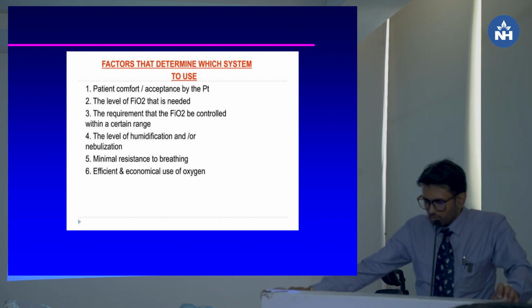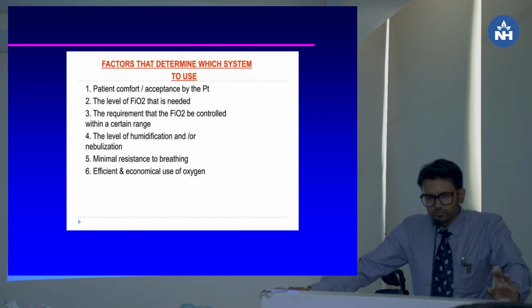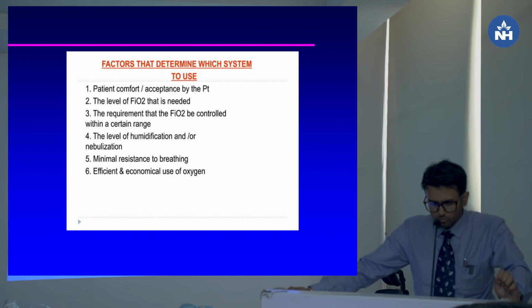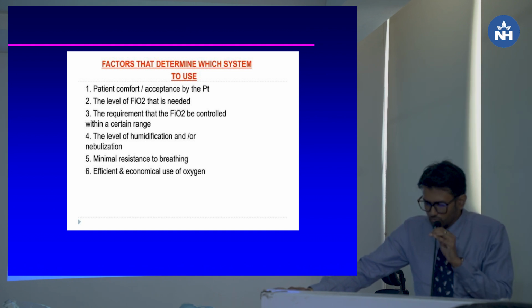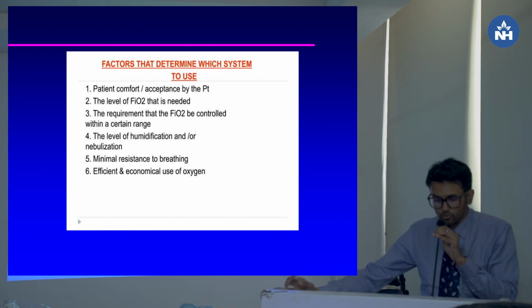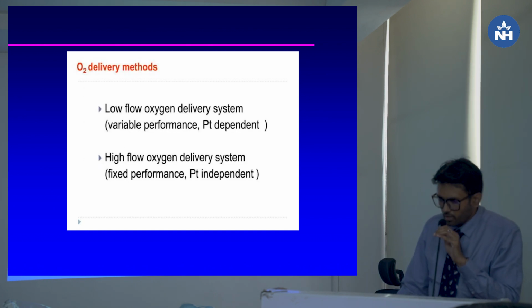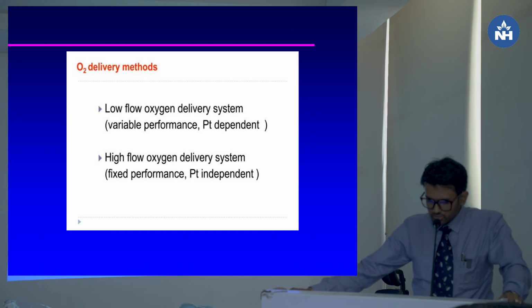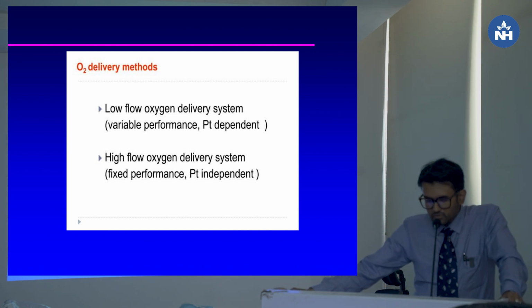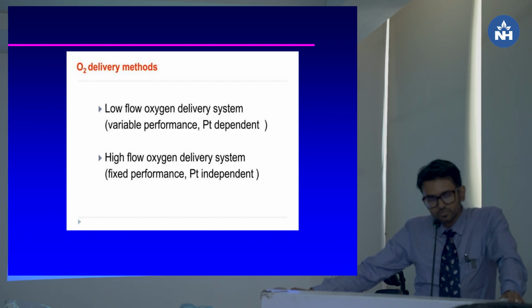The factors which will determine how or through which system we can provide oxygen are patient comfort, level of FiO2 needed, the requirement of FiO2 being controlled within a certain range, the level of humidification or nebulization, minimal resistance to breathing, and efficient and economical use of oxygen. There are two types of oxygen delivery methods. Low flow oxygen delivery is variable performance and patient dependent, and high flow delivery system is a fixed performance device and patient independent.